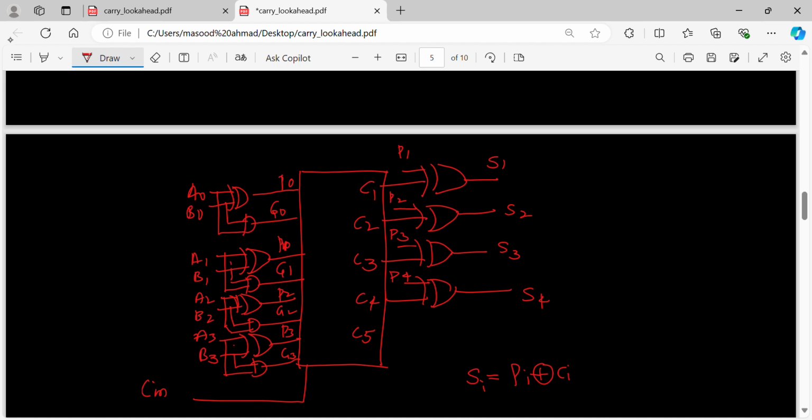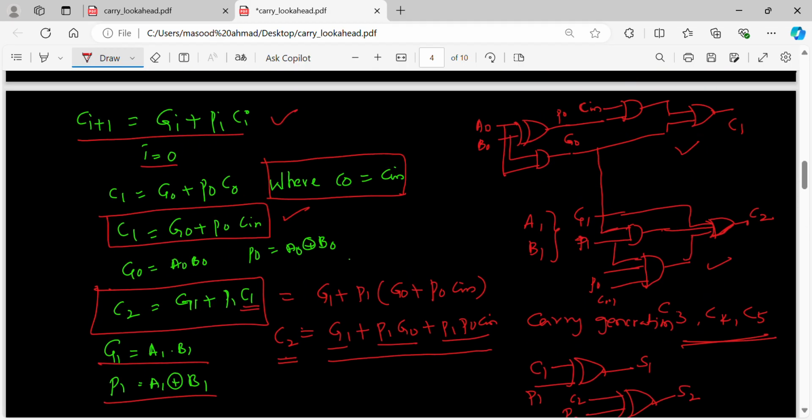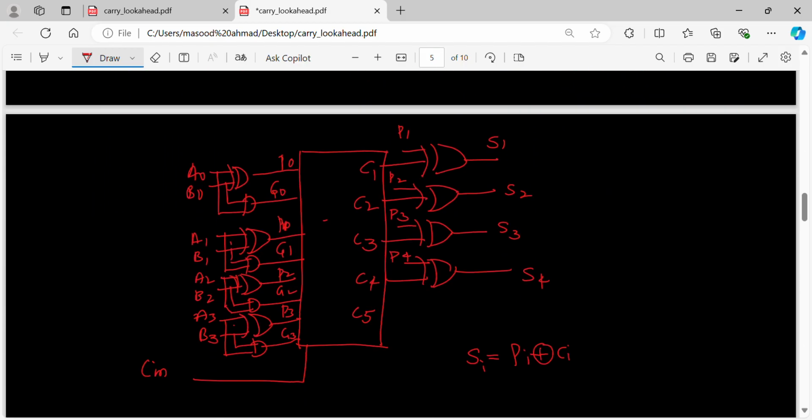What is this circuitry? This box is nothing but the carry generation circuit. I can write it as a carry generation circuit. We have not shown it fully. This is known as the carry generation circuit. Once carry is generated, from carry and propagates I can get the sums. So this is known as the carry look ahead adder.